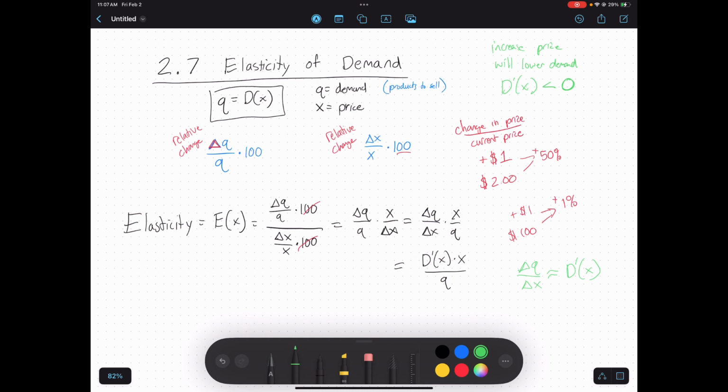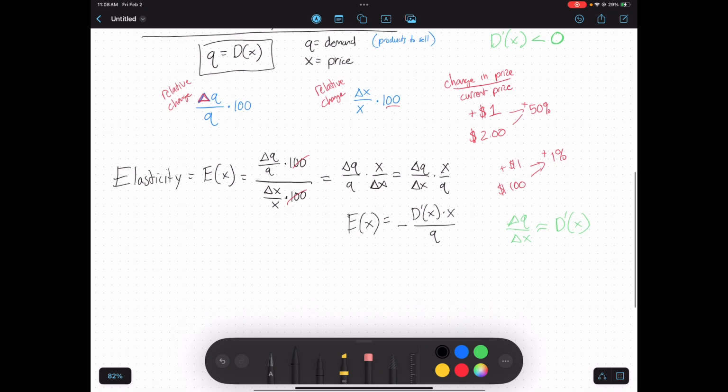So because of that, this elasticity will always be negative because your derivative is always going to be negative. Well, we don't necessarily like working with negative functions all the time. So to deal with that, I'm just going to put a negative in front of all of this. I kind of put it up by the numerator, but I really should just put it in front of everything. So that is my elasticity equation: negative D prime of x times x over Q.